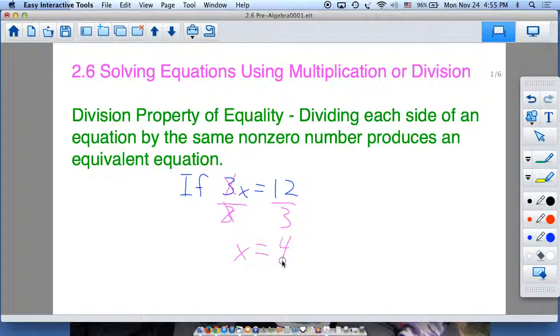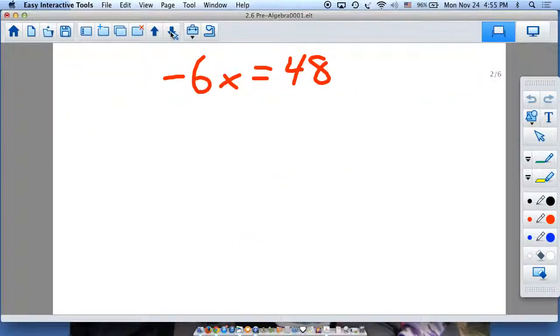So x equals 4. Just as with addition and subtraction, we can always check our work: insert that 4 for x, and see if both sides of our equation equal one another. We see that 3 times 4 does equal 12. So check, we know we're guaranteed to be right, as long as we did all of our calculations correctly.